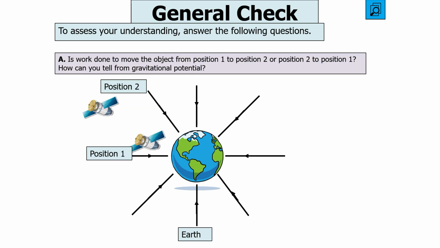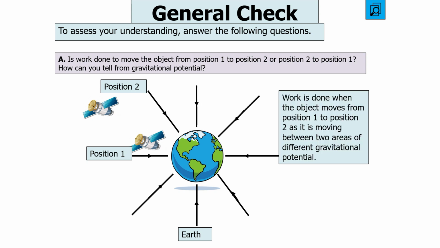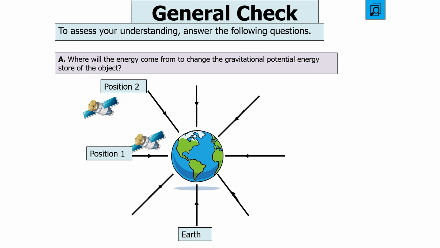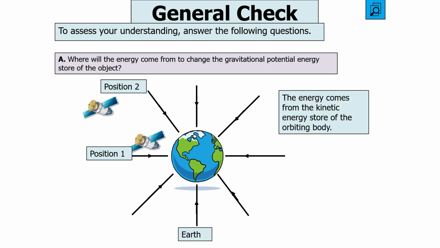Is work done to move the object from position 1 to position 2, or position 2 to position 1, and how can you tell from the gravitational potential? Well, work is done when the object moves from position 1 to position 2 as it's moving between two areas of different gravitational potential. Where will the energy come from to change the gravitational potential energy store of the object as it moves? The energy comes from the kinetic energy store of the orbiting body.